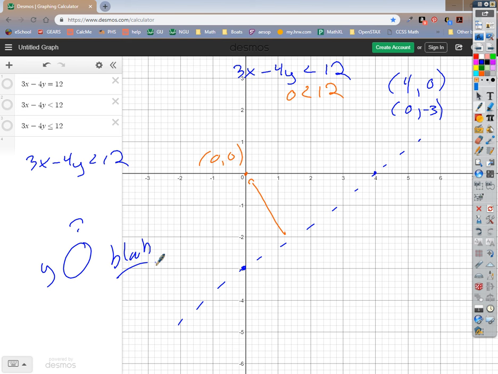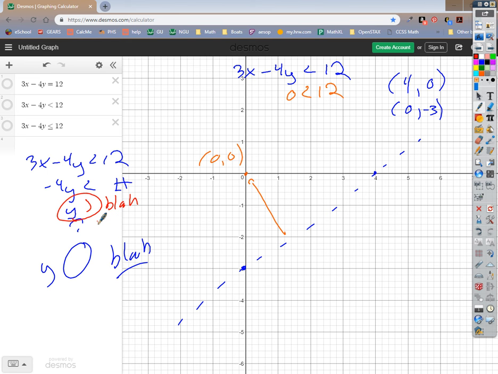Divide by negative 4, right? So I end up with negative 4y is less than some number. We don't care, right? Divide by negative 4. If I divide by negative 4, what do I have to do to the inequality? Gotta flip it, right? So I end up with y is greater than blah. I don't care what's over there, but I have y is greater than, right? So which way am I going to shade? Up. Did I even have to write any of that stuff down?